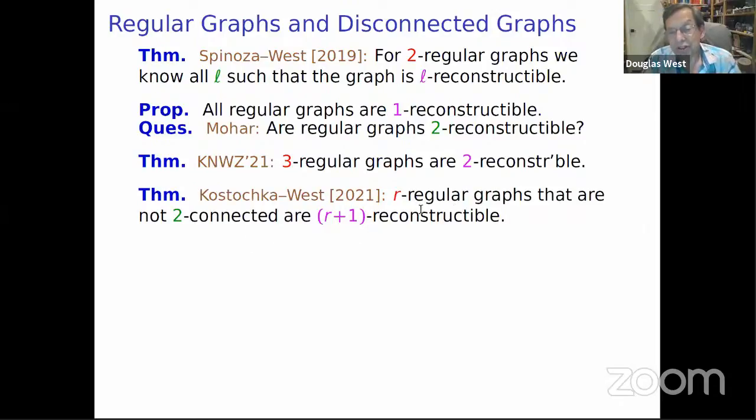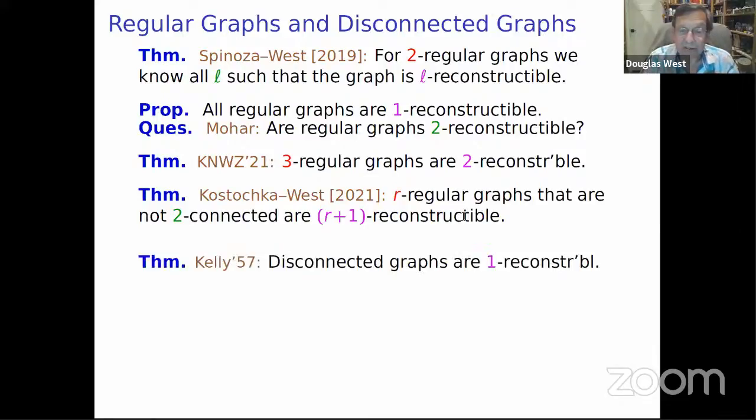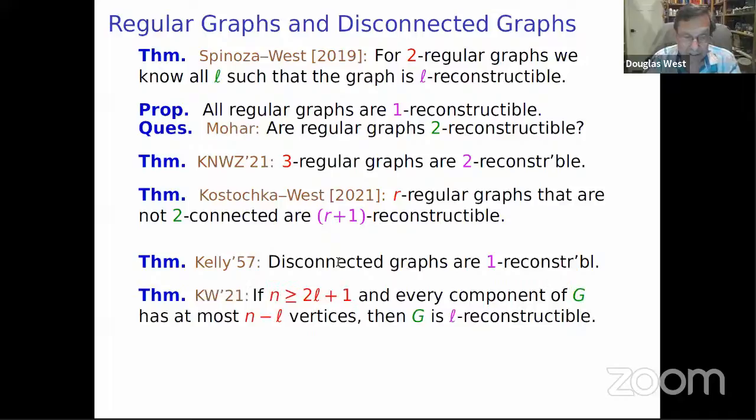Kostochka and I were able to show that R regular graphs, if they're not too connected, would be R plus one reconstructible. But that's not too hard. But of course, most of the R regular graphs that you're interested in are too connected. What about disconnected graphs? Kelly showed one of the early results that disconnected graphs are reconstructible when we delete one vertex to get each card. So we can generalize this.